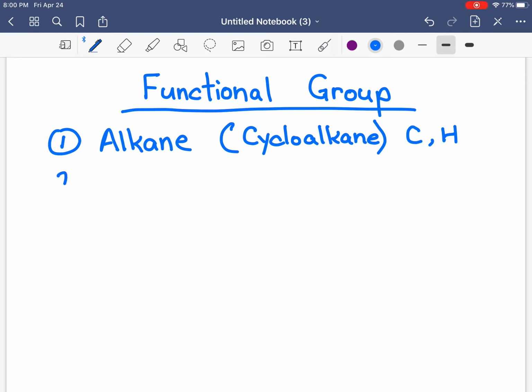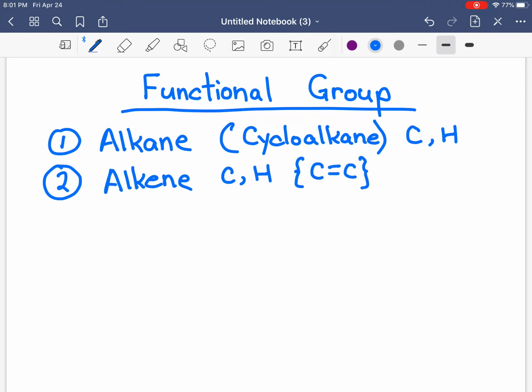Trust me, this will give you a lot of headaches. And then there's alkene, which also involve carbon and H. But what's important about alkene is that it also involves carbon-carbon double bond. For alkane, it's only single bond.